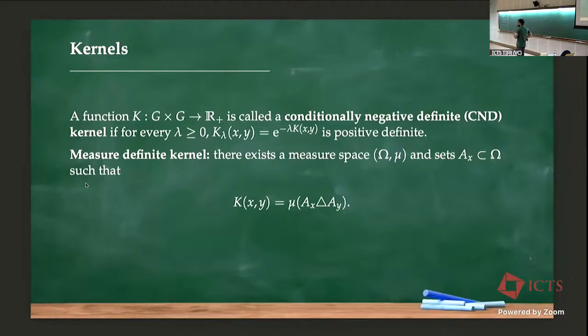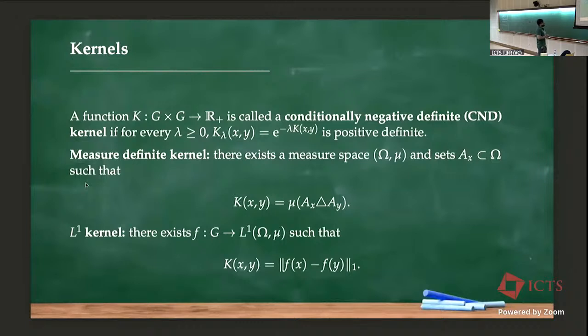Okay. So we'll see that actually this is a very simple interpretation, but in this generality, it might be difficult to visualize what's going on, but we'll see that in a second. We'll see some very probabilistic examples of this kind of kernels, and maybe we'll have a feeling for this. So for now, I call a kernel measure definite if it can be written as a measure of symmetric differences of sets.